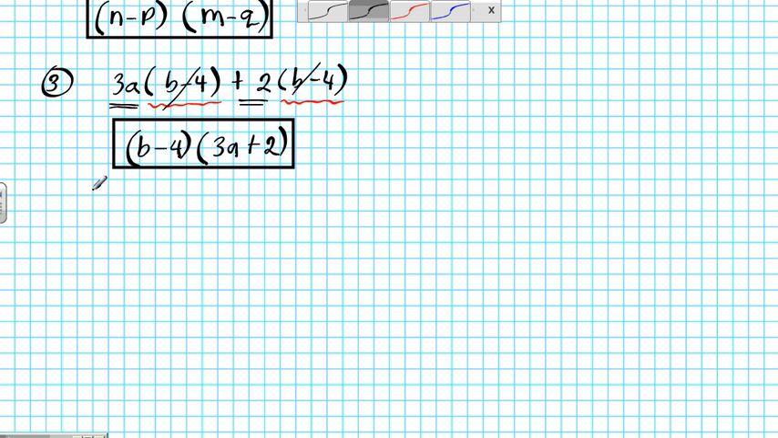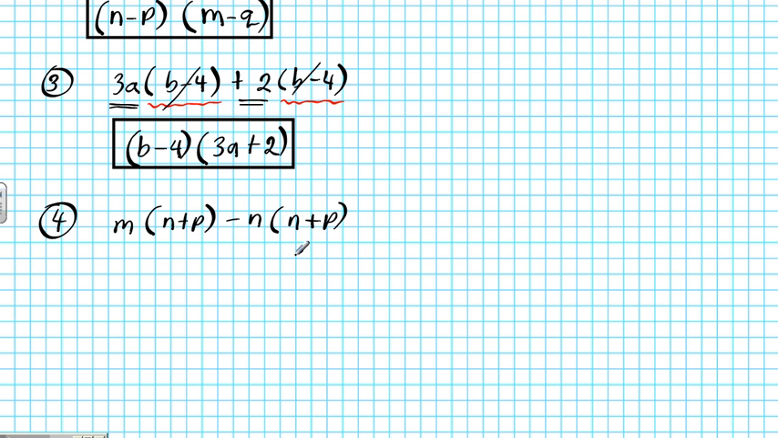Alright, number 4. Let's try this out. What if I had m times n plus p minus n times n plus p? Now what do you have in this case? You can see that n plus p is common on the left side and the right side.